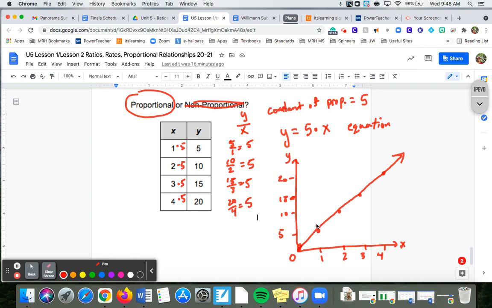I had you already watch that puzzle on this. The origin is the point 0, 0, where the graph begins. So on a graph, if it goes through the origin, the point 0, 0, and is a straight line, it is always a proportional relationship. If it does not go through the origin, so let's say it starts up here and it's a straight line, it's not proportional. There are many other examples of non-proportional relationships, but proportional relationships are always going to start at 0, 0 and be a straight line.